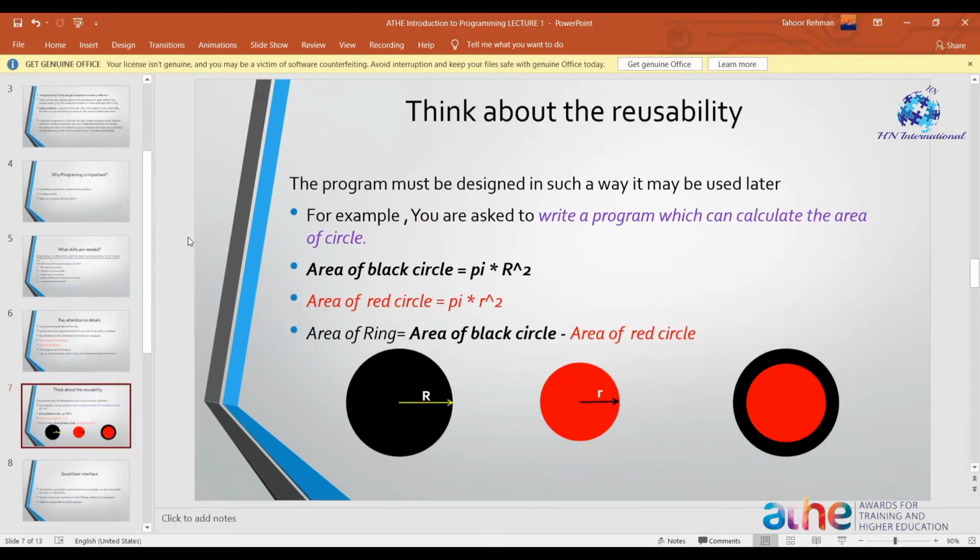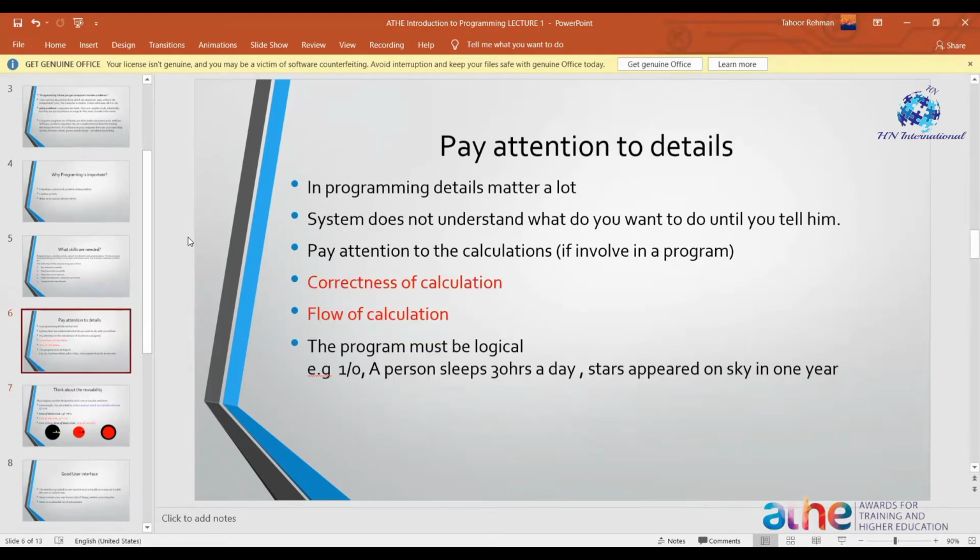Excuse me, sir. In the previous slide, I have a slight doubt. The very last point says that the program must be logical. For example, zeros and ones. I understood that part. But what do you mean by a person sleeps 30 hours a day? Is that not logical? It does not mean the zeros and ones here.